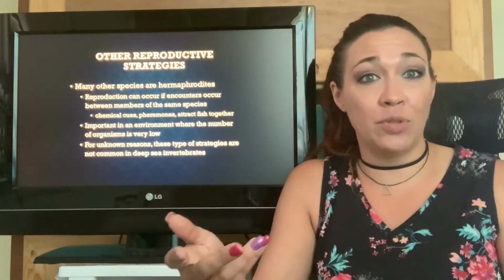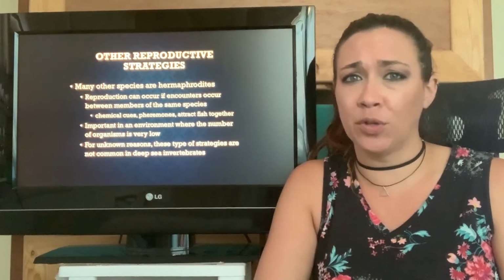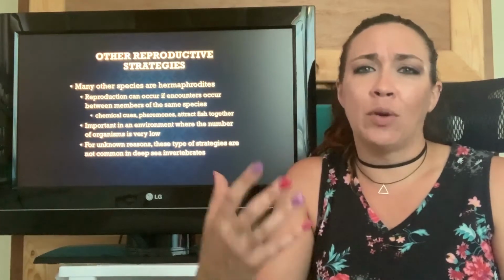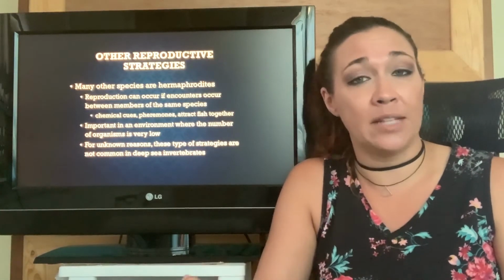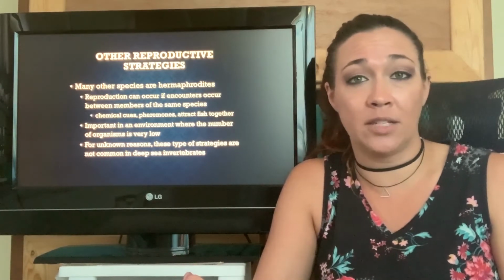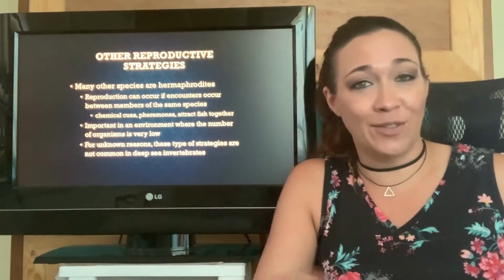So other organisms will do this as well. They'll use pheromones, they'll use hormones and stuff like that to help increase the chances of finding mates in the deep sea, because it's very hard to find anything in the deep sea, let alone, like the video said, a girlfriend.